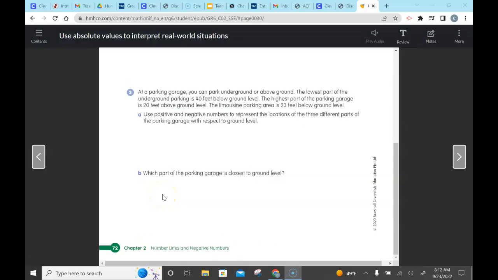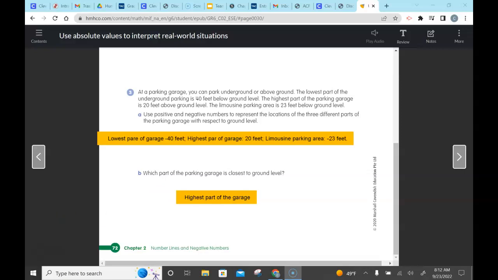Now what I would like for you to do is take a look at number 3. I want you to pause the video, answer A and B on your own, and then when you're finished you can press play and I'll have the answers for you. So I'd like you to work through this problem on page 72. I'd like for you to pause the video now.